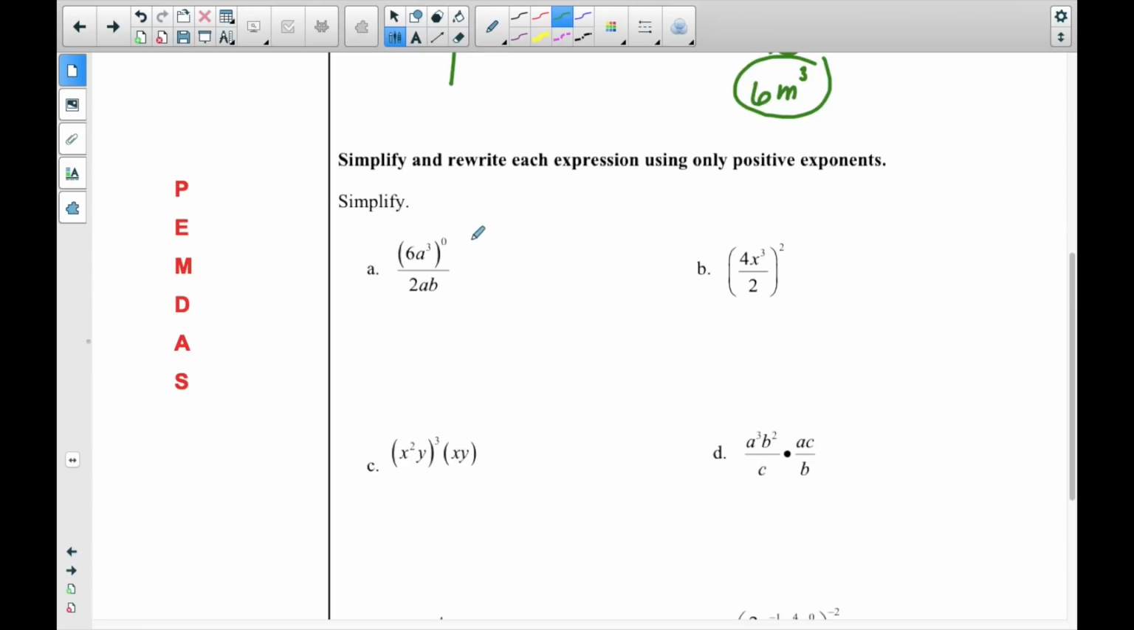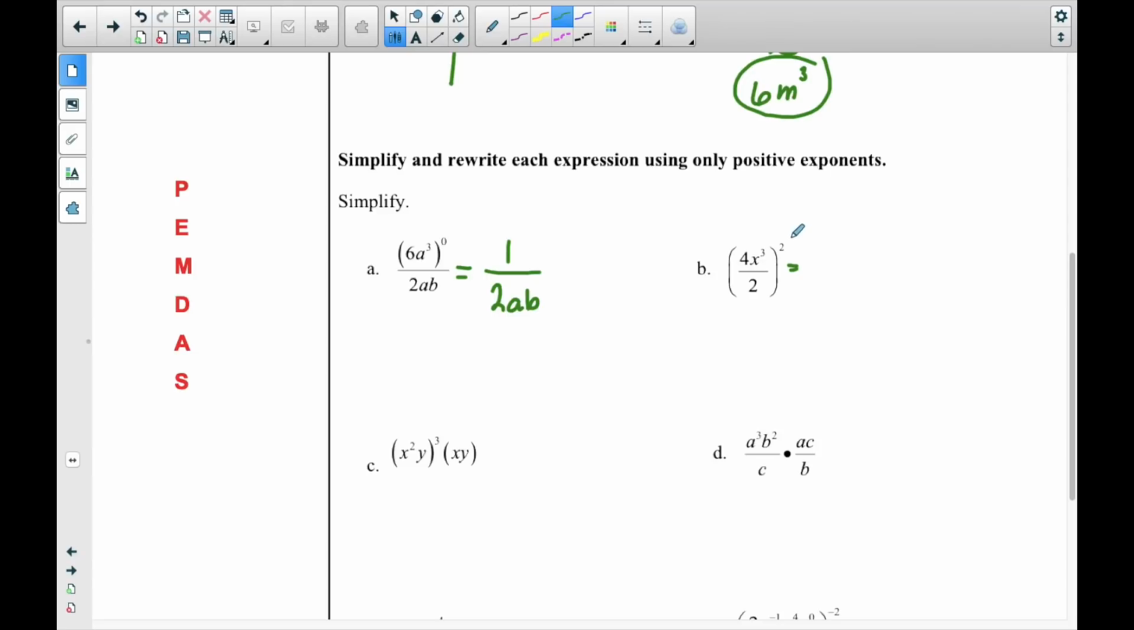Okay, example A here. Again, these are just more examples, but everything in the numerator simplifies to 1, but that only applies to the numerator. It does not apply to the denominator. In the denominator, there's not really anything we can do. It's just 2ab.